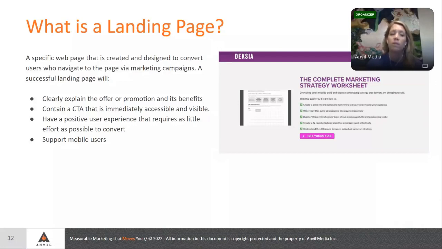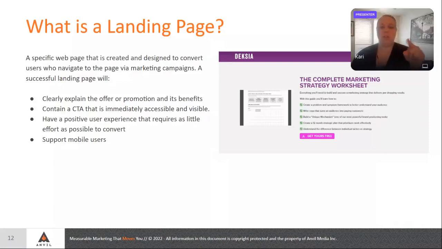And then we'll also want to make sure that landing pages support mobile users. So if the landing page functions a certain way on desktop, it should also function that way on mobile. It shouldn't be difficult to find these call to action messages or these benefits of promotions, things like that. So you also want to make sure that mobile users will also have a positive experience when they come to your landing pages.